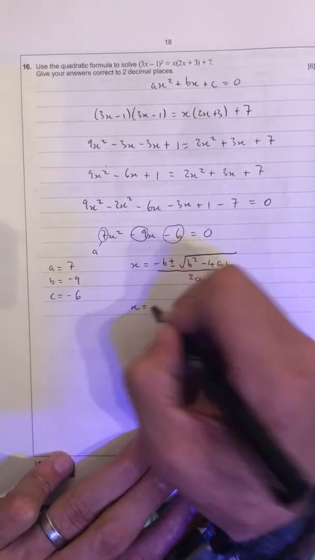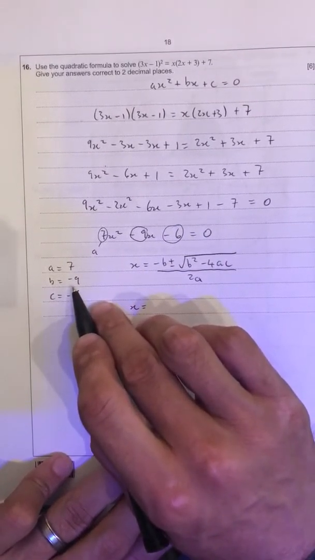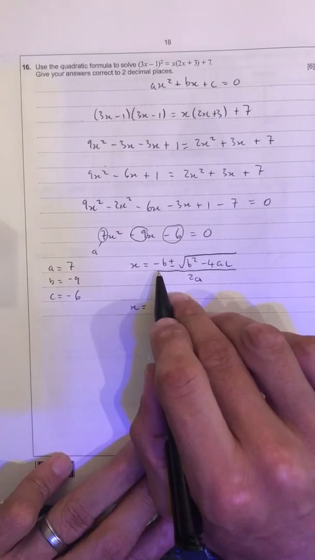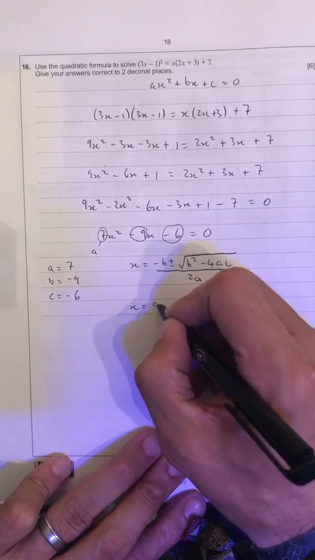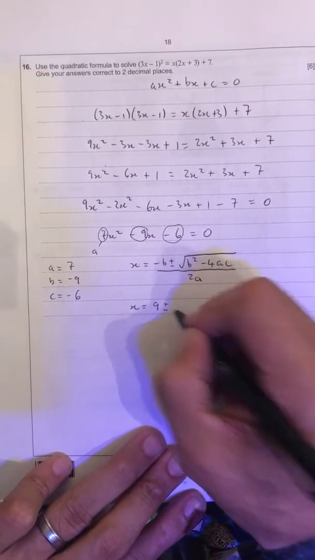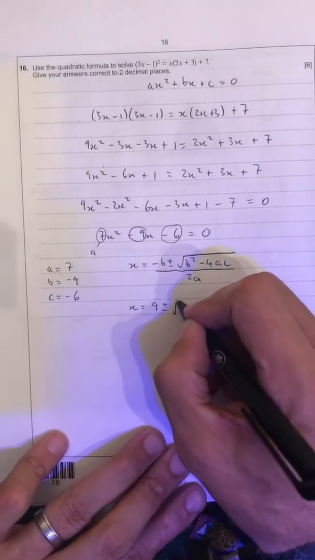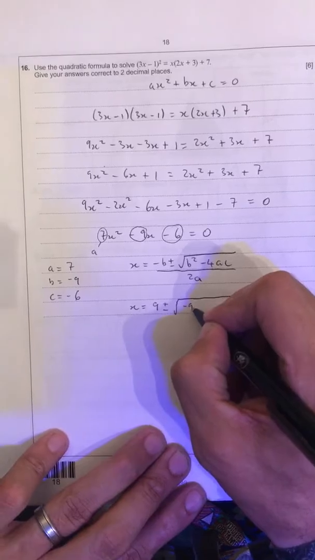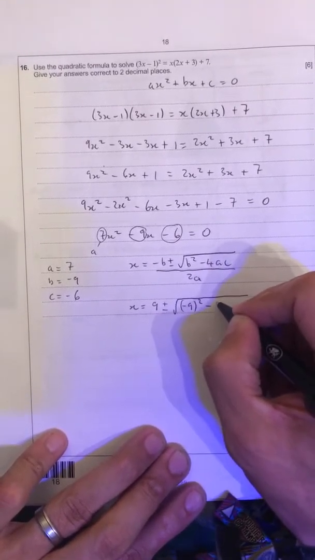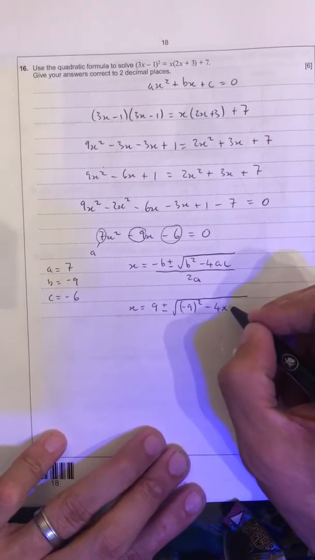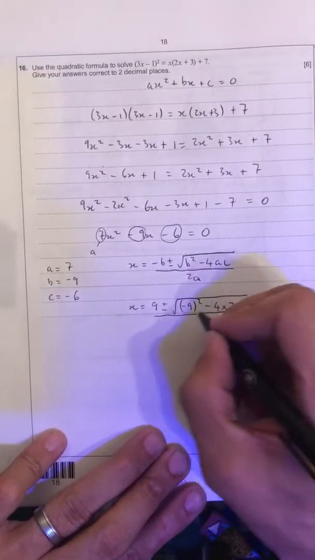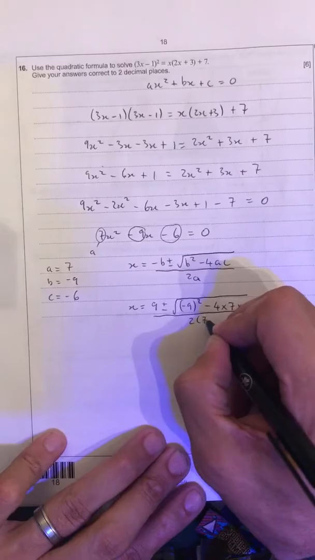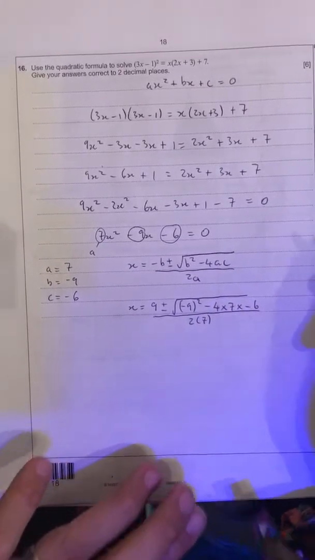So x is going to be minus b, but because b is minus 9, I'm going to end up there with minus minus 9, which turns it into a plus. Two minuses together give me a plus. Then I've got 9 plus or minus the square root of minus 9 all squared minus 4 times a, which is 7, times c, which is minus 6. And then that's all over 2 times a, which is 7.